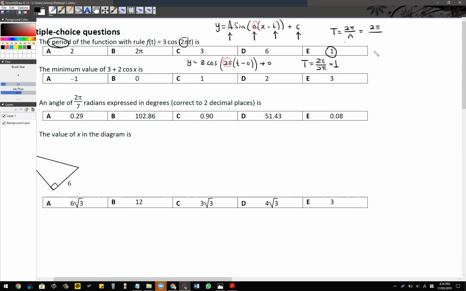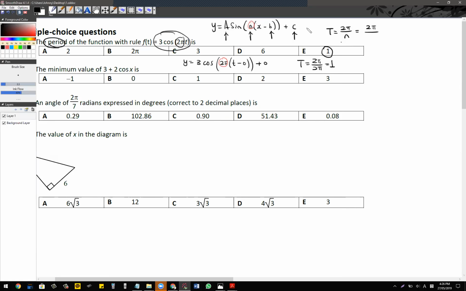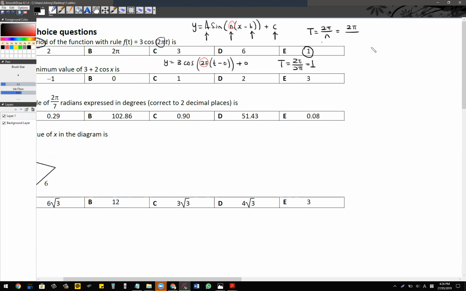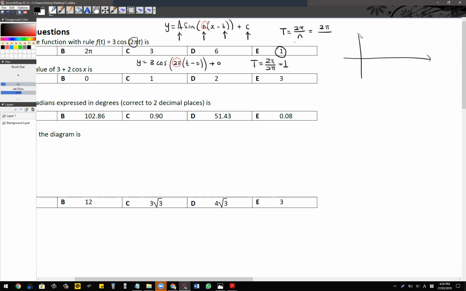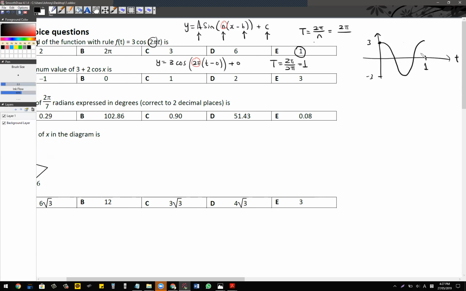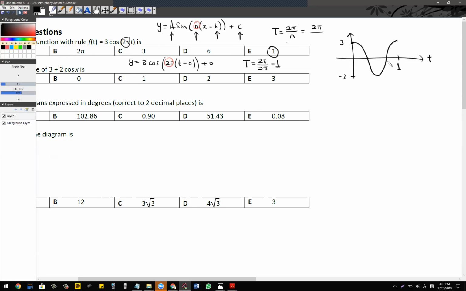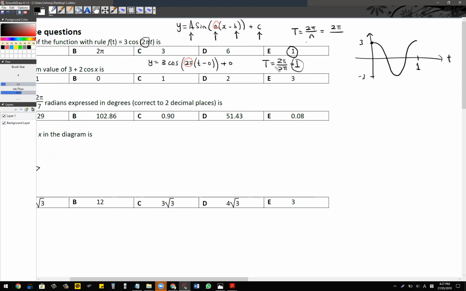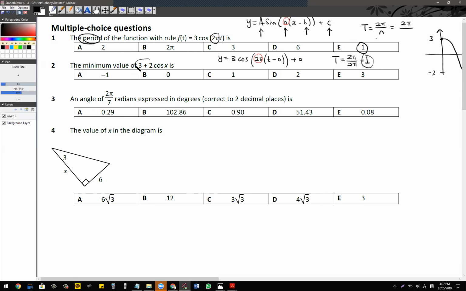If you actually graph this one, it'll look like this. Because it is a cosine function, it starts from over here, and because the amplitude is 3, it starts from 3, and it's minus 3. It starts from there, goes 1 oscillation, then this will be 1 second there. That's time, t. It is 1 because the period is 1.